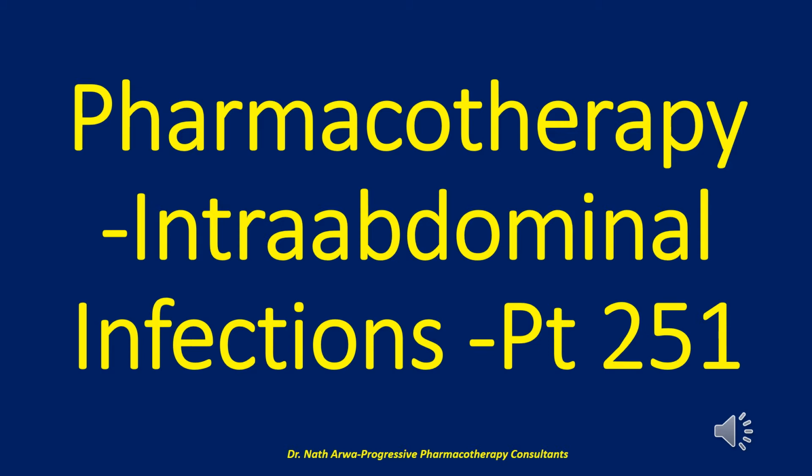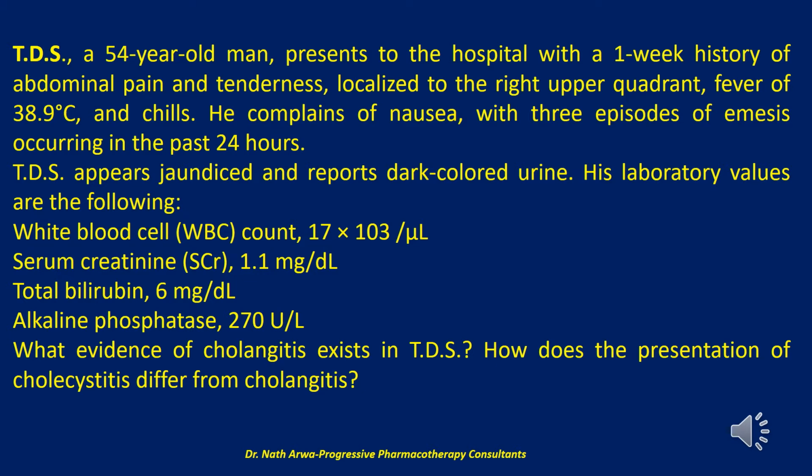I now welcome you all to part 251 of our pharmacotherapy series, which majors in intraabdominal infections. The first question reads: T.D.S., a 54-year-old man, presents to the hospital with a 1-week history of abdominal pain and tenderness, localized to the right upper quadrant, fever of 38.9 degrees Celsius, and chills. He complains of nausea, with 3 episodes of emesis occurring in the past 24 hours. T.D.S. appears jaundiced and reports dark-colored urine.